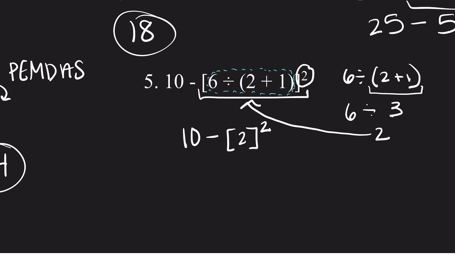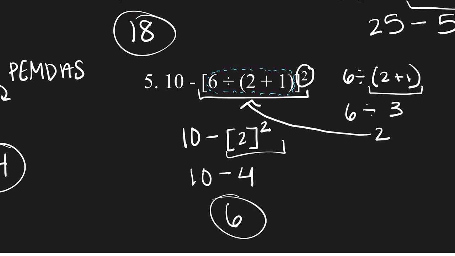Okay, then we can say, okay, well, we have an exponent and we have subtraction. Obviously, that exponent's going to come first, so 2 squared is 4, 10 minus 4 is 6.